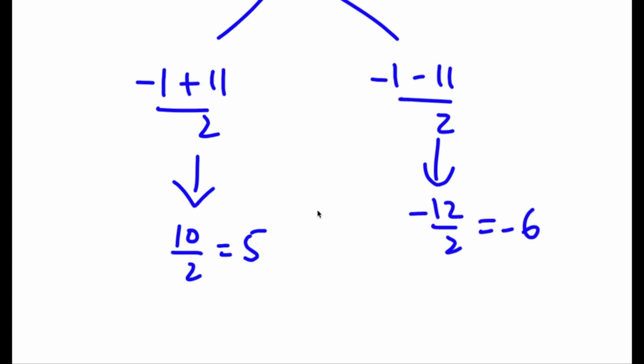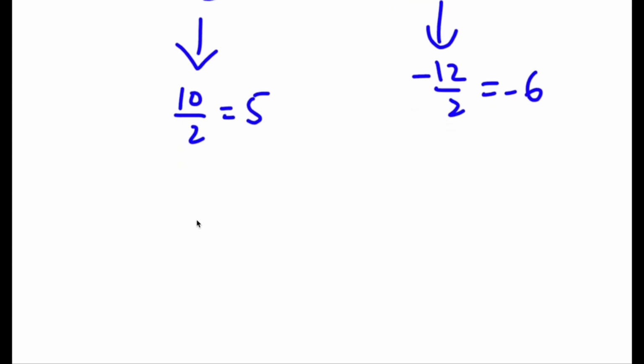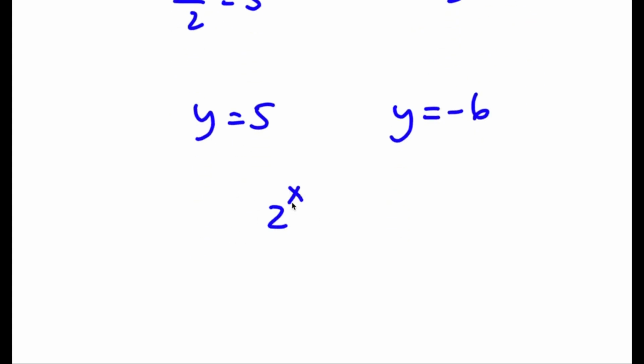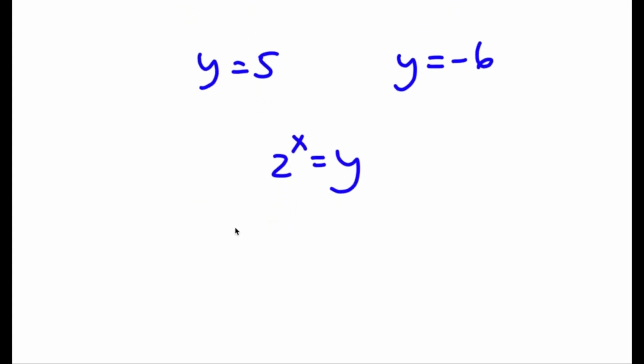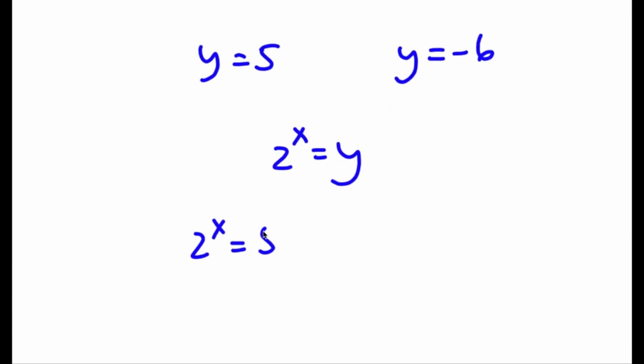So my two values are 5 and negative 6. So y is equal to 5 and y is equal to negative 6. Now remember how 2 to the power of x is equal to y. So this gives us two equations: 2 to the power of x equals 5 and 2 to the power of x equals negative 6.